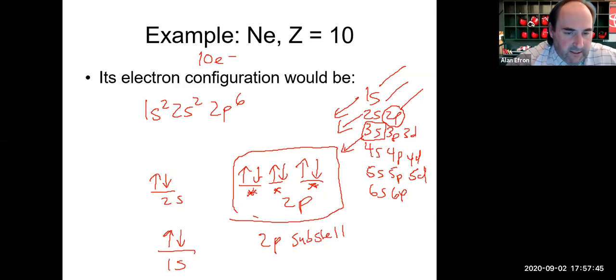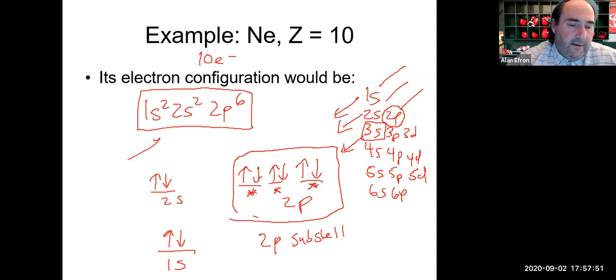Any questions on how to write electron configuration? You should write electron configuration like this. I don't know about the newest version of the lab manual, but the old lab manual, she used to write it kind of weird. She used to just use numbers like 2, 8, and so forth in terms of electron configuration. Don't do that. Write it like this.